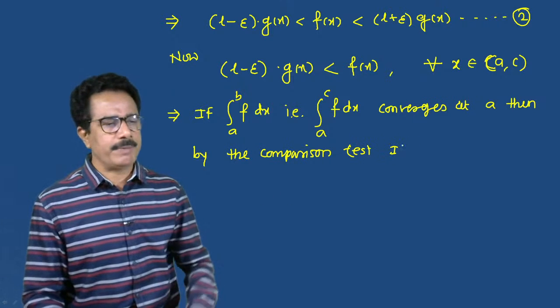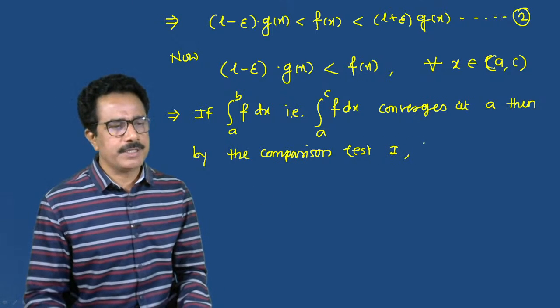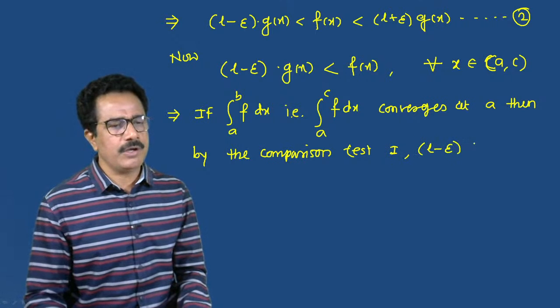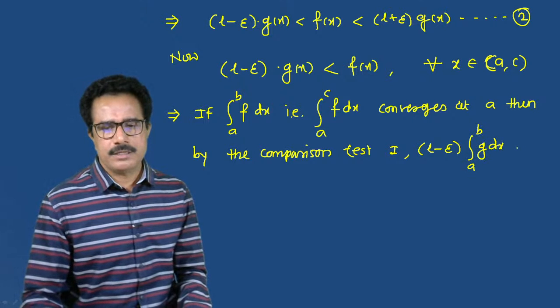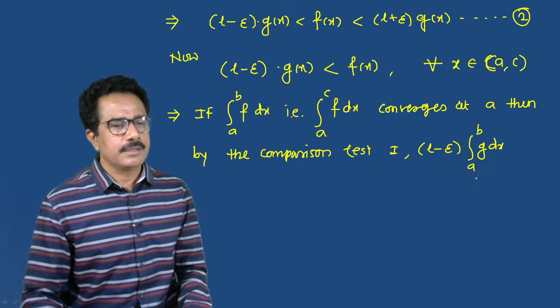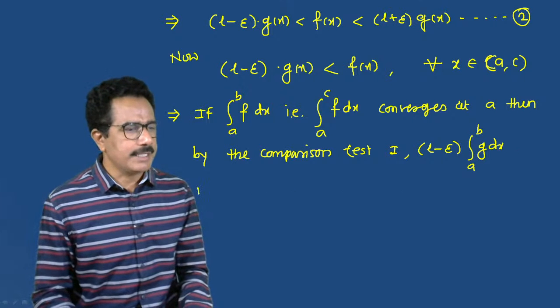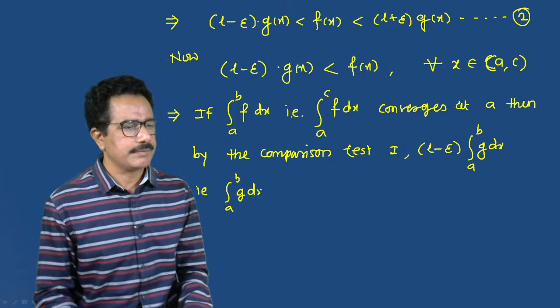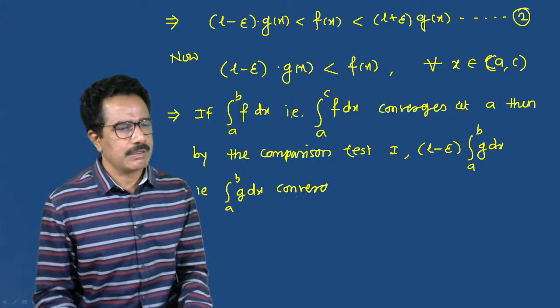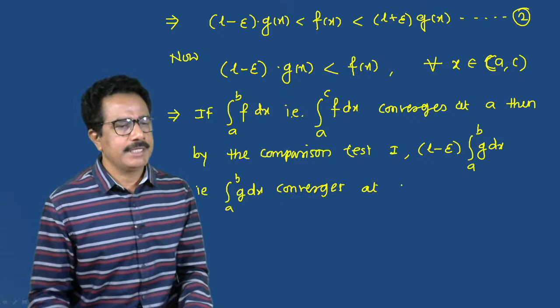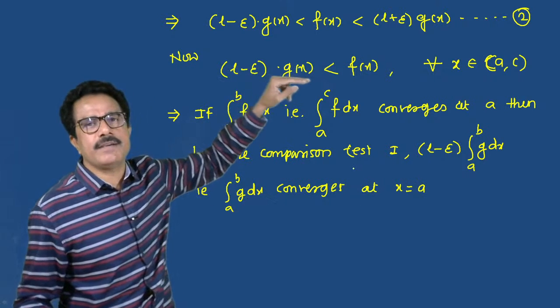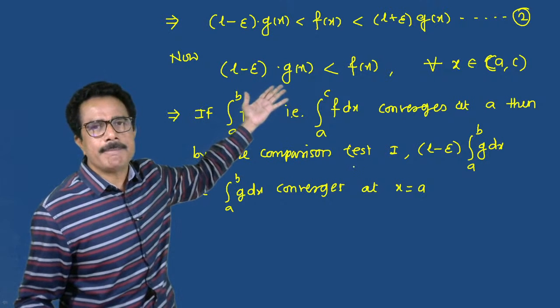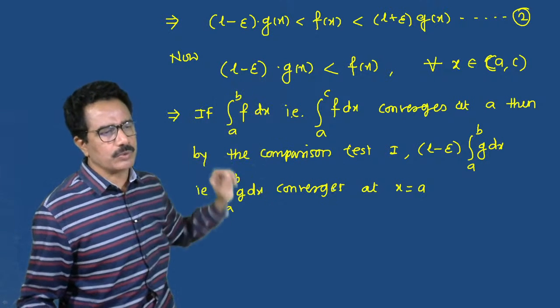We have seen the comparison test first. The test first: L minus epsilon into integral from a to b of g dx, that is integral from a to b of g dx, converges at x equals a. We used this comparison test: if g of x is less than f of x. From the test first, we can write this.